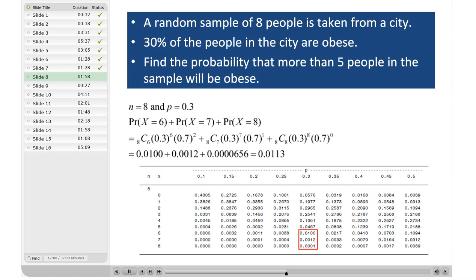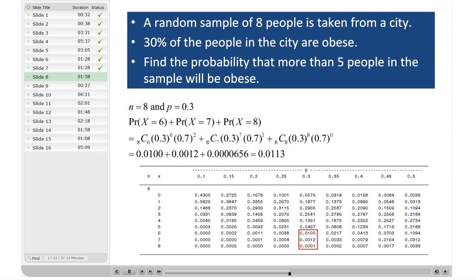If we're trying to find the probability that more than 5 people are obese, that includes the possibilities of 6, 7, and 8, because you can't go above 8 if your sample size is 8. As you can see, we're just using the equation to calculate those probabilities, and the result we get is 0.0113. This is also another example where we can completely avoid doing these calculations by just relying on the table.